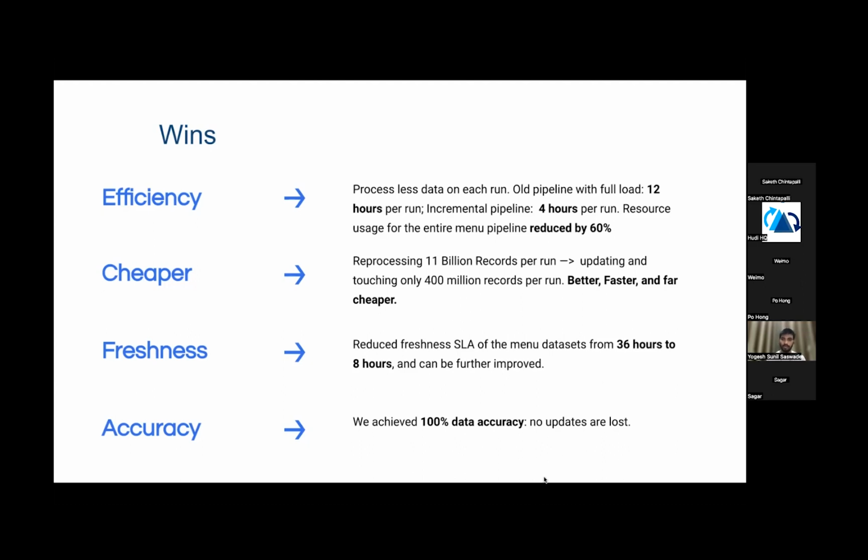In terms of SLA, now our SLA is 8 hours. We have seen around 75% improvement in SLA, and this can be further improved. And the last one is accuracy. Earlier we were only picking up the latest partition from the upstream table, because we had to process a lot of data, and that's why we were ignoring the late arriving data in the upstream tables. But with Hudi, since it captures the late arriving data as well, we achieved 100% data accuracy. So now we don't have any updates getting lost.